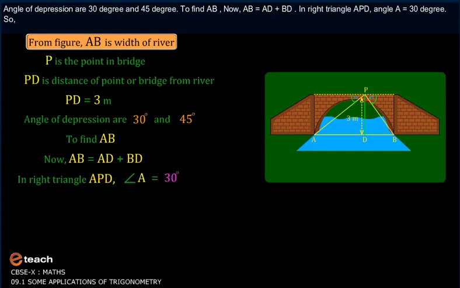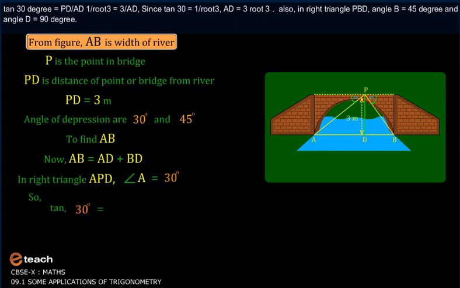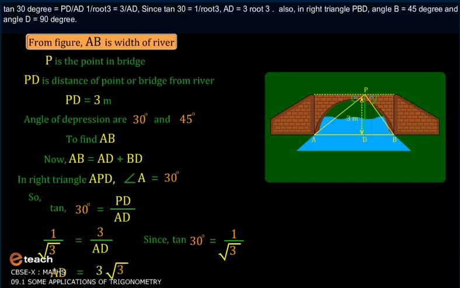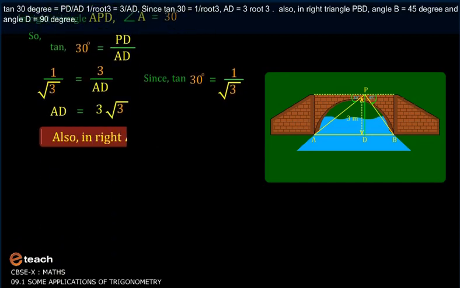In right triangle APD, angle A is equal to 30 degree. So, tan 30 degree is equal to PD upon AD. 1 upon root 3 is equal to 3 upon AD. Since tan 30 is equal to 1 upon root 3, so AD is equal to 3 root 3.